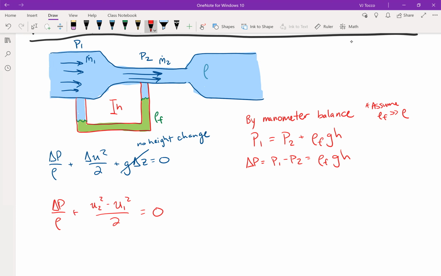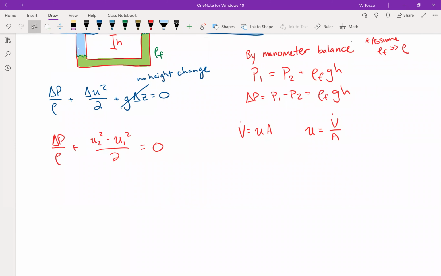As I explained previously, the volumetric flow rate is U times the area, and therefore the velocity is equal to the volumetric flow rate divided by the area, by algebraic rearrangement. Because I know that the volumetric flow rate is the same, since it's an incompressible fluid, I can now write delta P over rho plus, with V dot factored out, V dot squared times 1 over A2 squared minus 1 over A1 squared, all over 2, is equal to 0.